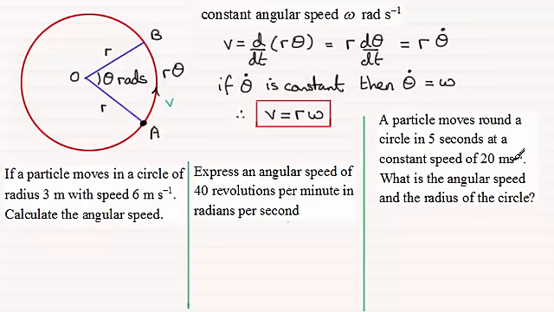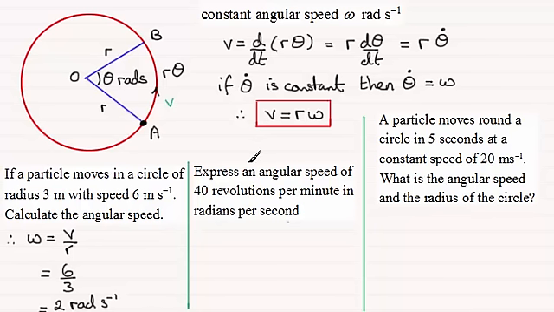In the first example, if a particle moves in a circle of radius 3 meters with a speed of 6 meters per second, calculate the angular speed. Well, the angular speed omega is given by v divided by r. So we've got the angular speed omega equals v divided by r. And so for this example, we've got a speed of 6, the radius is 3 meters, so we end up with an answer of 2 radians per second, okay?